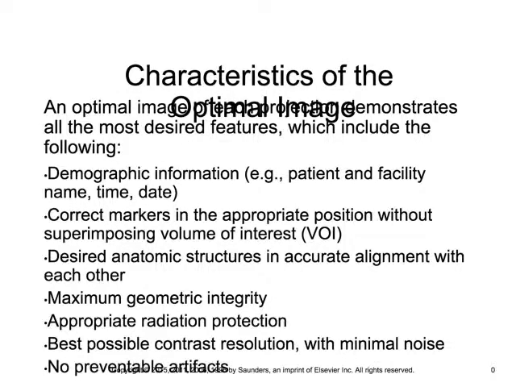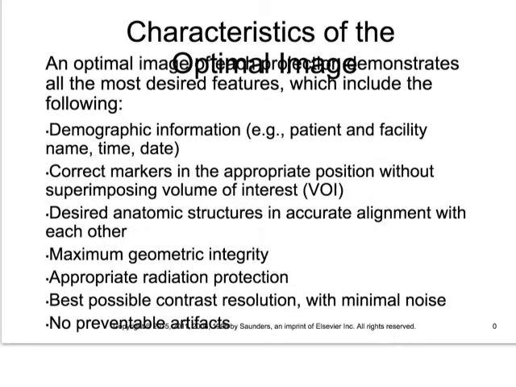I apologize, it looks like this slide was formatted inappropriately by the computer when it was imported into this program, but I think we can still see what we need to see. This is discussing, again, a bit of a repeat, the characteristics of an optimal image. An optimal image is going to demonstrate all these things: demographic information, correct markers in the correct place that are not superimposing the volume of interest, desired anatomic structures in accurate alignment with each other, maximum geometric integrity, appropriate radiation protection, the best possible contrast resolution with minimal noise, as well as appropriate spatial resolution and no preventable artifacts.